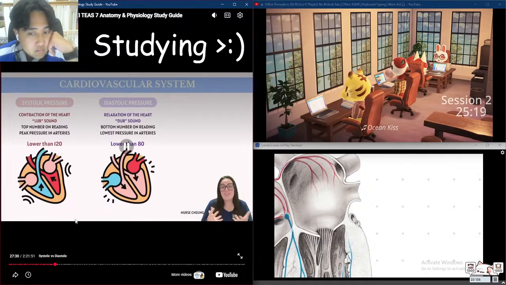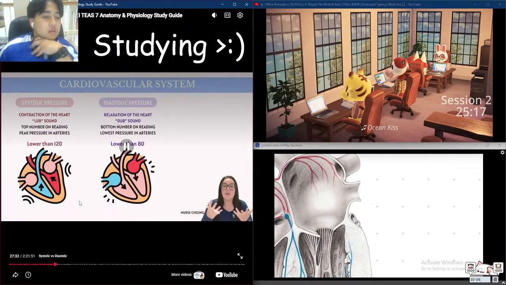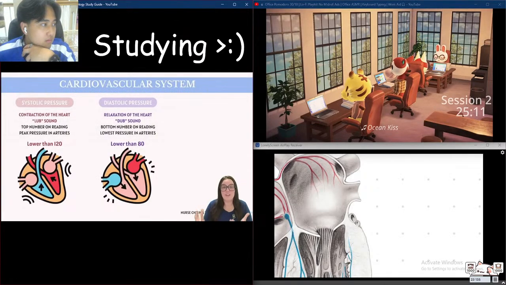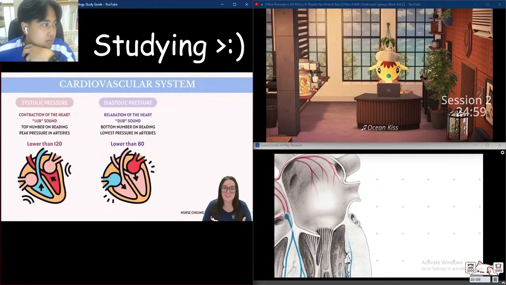Out of the heart. This ultimately indicates how hard the heart has to work in order to circulate that blood. A high systolic reading may suggest the heart is exerting too much effort, a potential indicator of hypertension. On the flip side, our diastolic blood pressure is the bottom number that we see, and this represents the lowest pressure in the arteries when the heart is relaxed between beats.